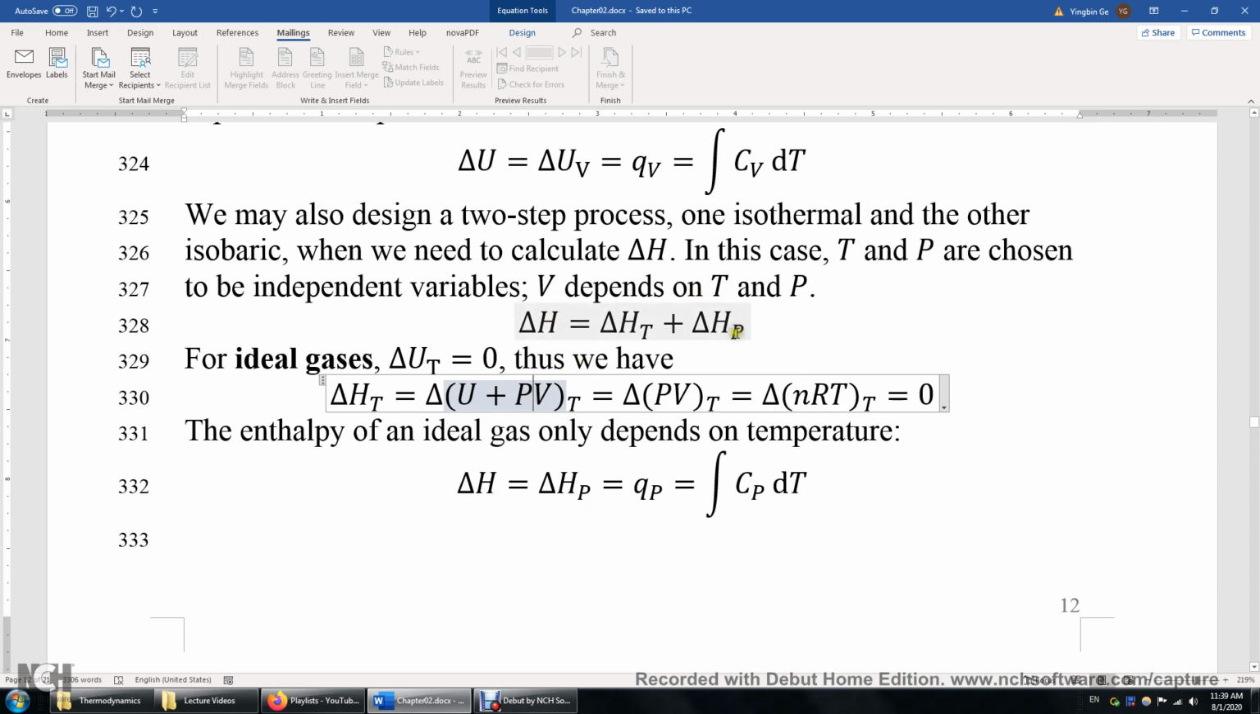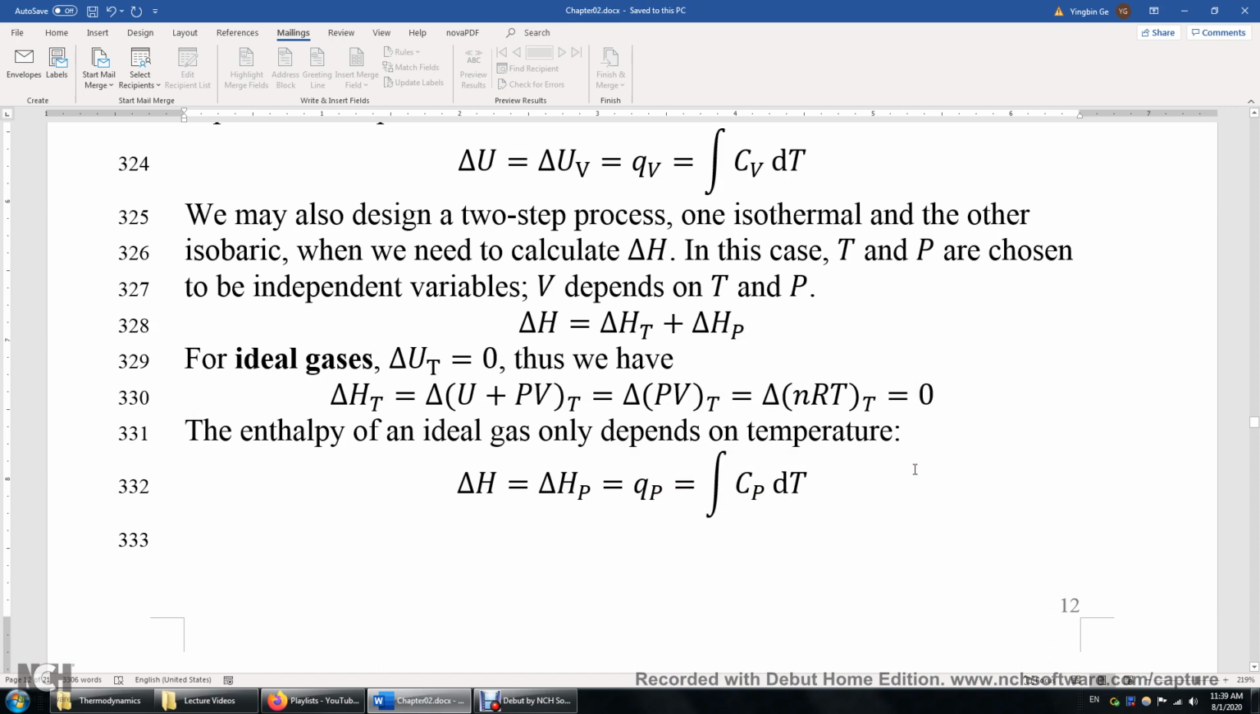Enthalpy only depends on the temperature. If there's no temperature change, there's no enthalpy change. What if there's a temperature change in the isobaric process? Again, this P in the subscript stands for isobaric. In this case, very simple. Delta H in an isobaric process is equal to Q sub P. And Q sub P is simply the integral of Cp dT.